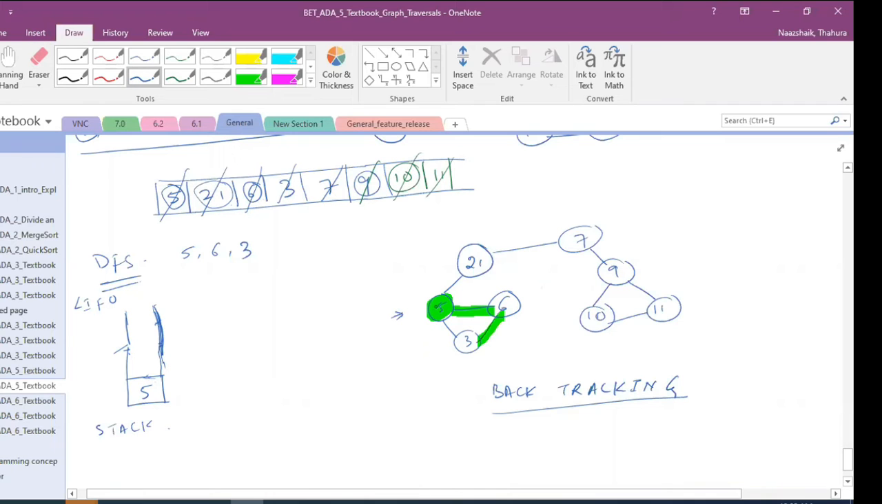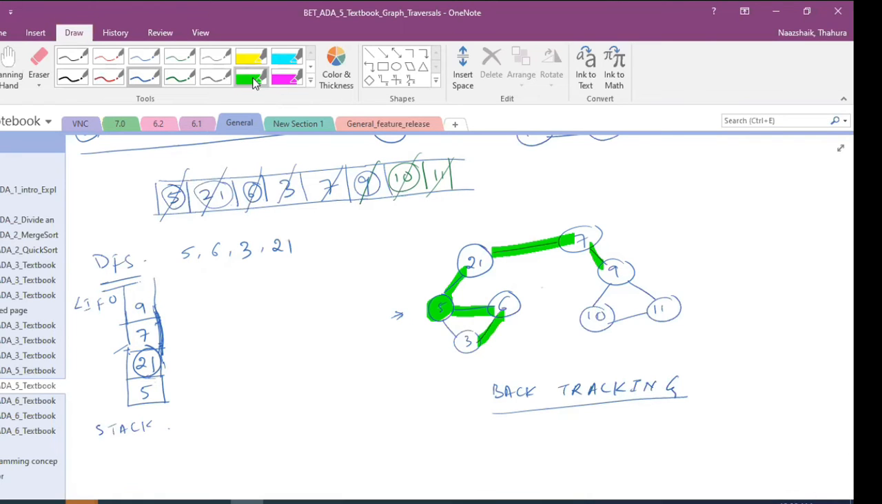So now from 5, we see, is there any other possible option to go? We can't go to 3 because 3 is already processed. So we go to 21. So I add 21 on top of the stack. So from 21, what can I process? Because I always have to look on top of the stack, right? So from 21, I can process 7. So I add that to the stack. From 7, I can process 9. So I add that to the stack.